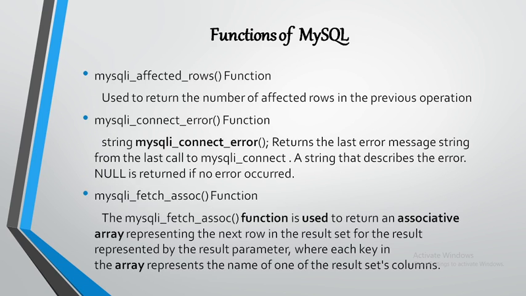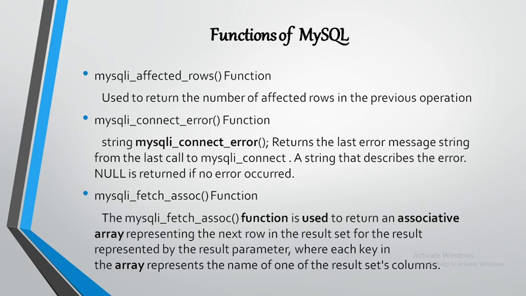Next is the affected rows function. This function is used to return the number of rows affected in the previous operation. If you are performing some operations while retrieving data from the database and there is any failure, those rows will be returned with the help of this affected rows function.